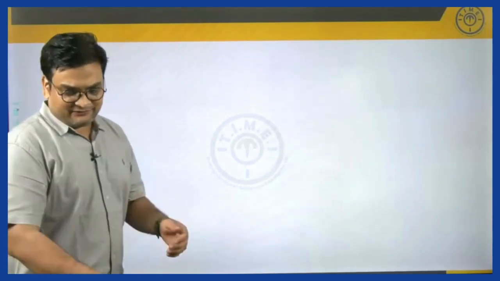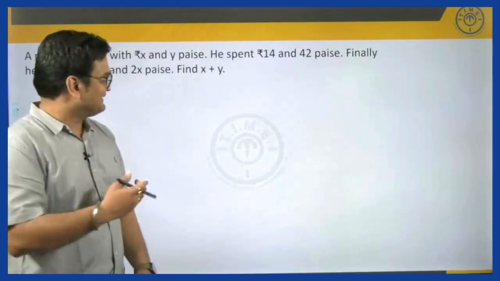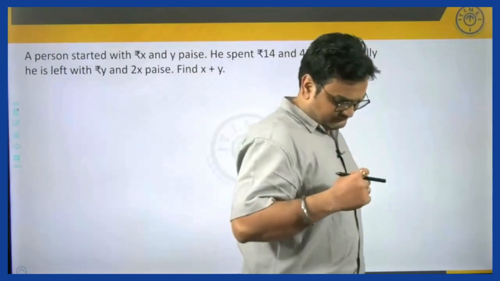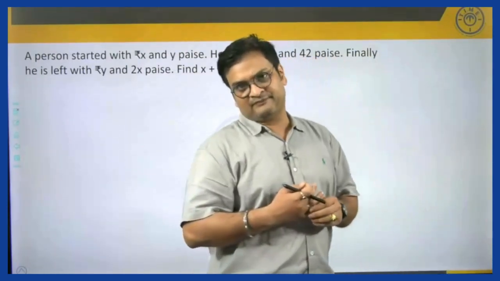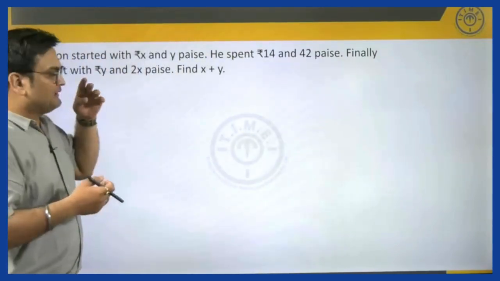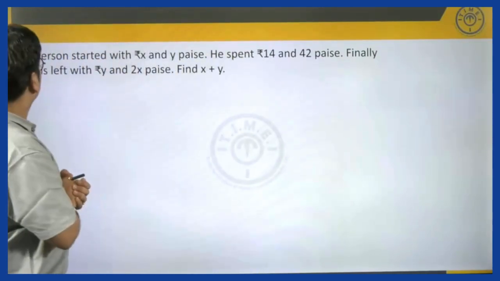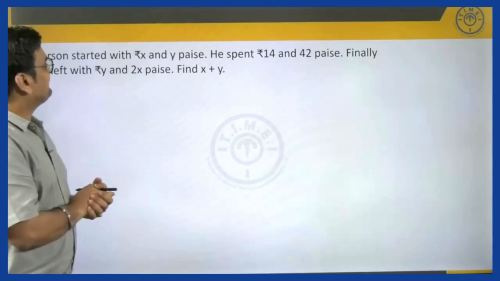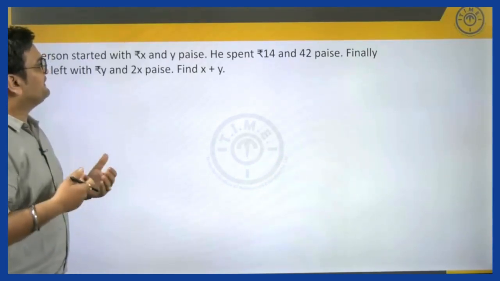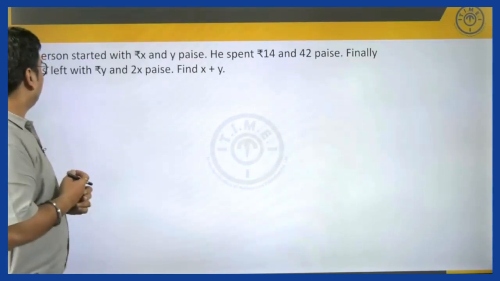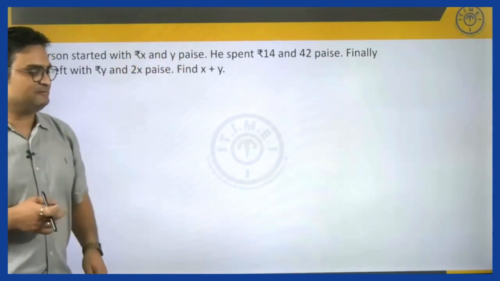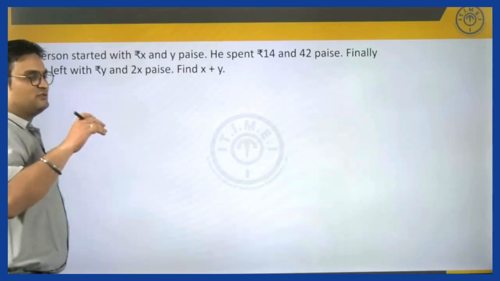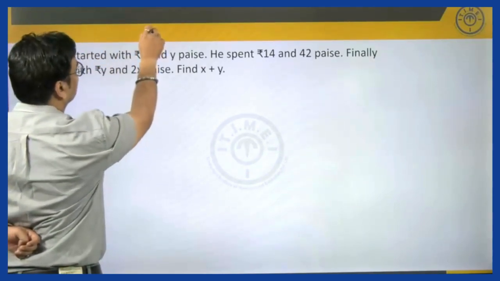So, this is one thing that we want to discuss. One more is this, you can just pause the video now and try out this question as well. We'll start the discussion anyways. A person started with X rupees and Y paise. He spent 14 rupees and 42 paise. Finally, he is left with Y rupees and 2X paise. Find X plus Y.